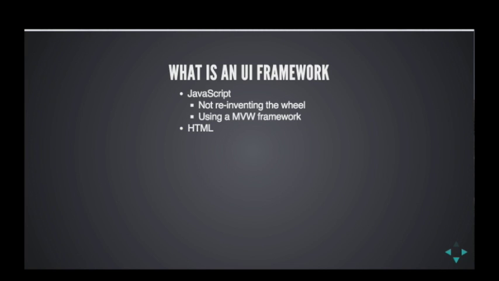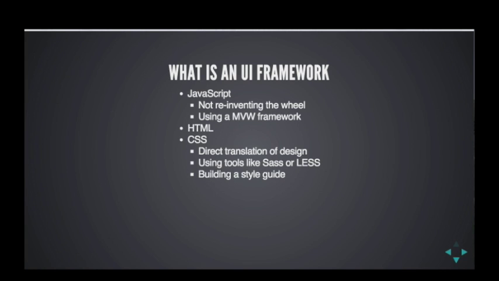With HTML, the basic rule is keep it semantic and try to use the best HTML5 abilities that you can. With CSS, we're doing a direct translation of design into our CSS. We're using tools like Sass or Less. And if any of you know, the only one on that list that matters to me is Sass. I'm writing a book on advanced Sass techniques, so I don't do Less. And then we're building a style guide with it.